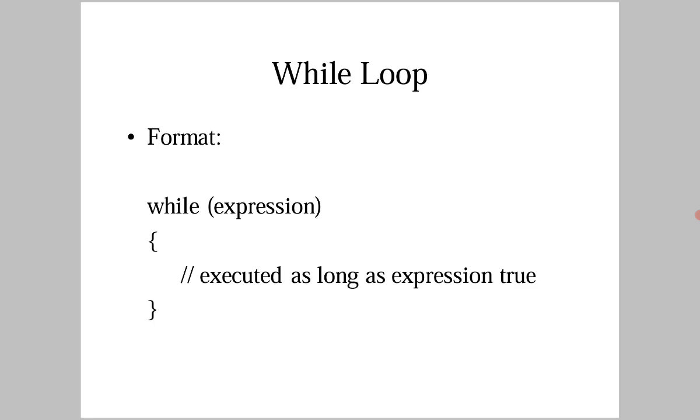Once the given condition or expression becomes false, the control will automatically come out of the loop. So the while loop will be executed, or runs, till the given expression becomes false, then the loop will be automatically terminated.